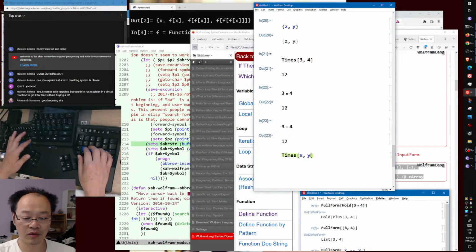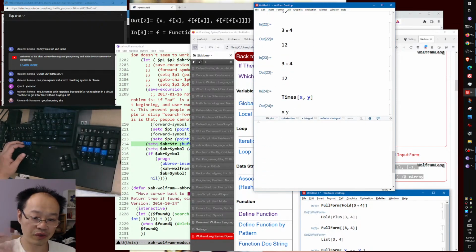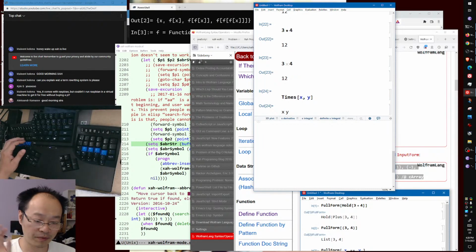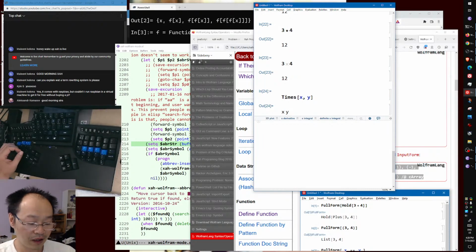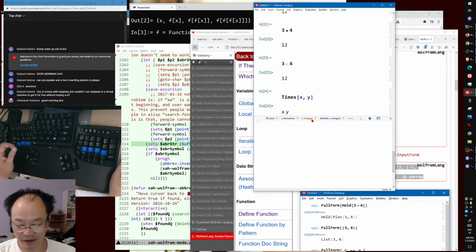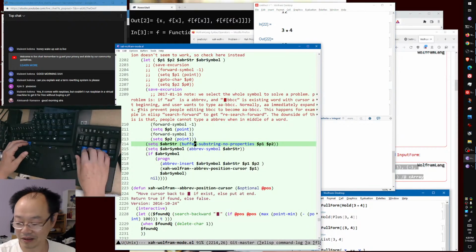Times xy. It just returns xy. That's symbolic. You cannot do this with most languages. Most other languages will tell you, oh, x is not defined, y is not defined. You cannot multiply them. But in Wolfram language, because it's symbolic, you can. Now, Lisp is also symbolic, but Lisp doesn't go all the way. If in Lisp you say x times y, it'll give you an error saying that x is not defined. So that's some technical detail.